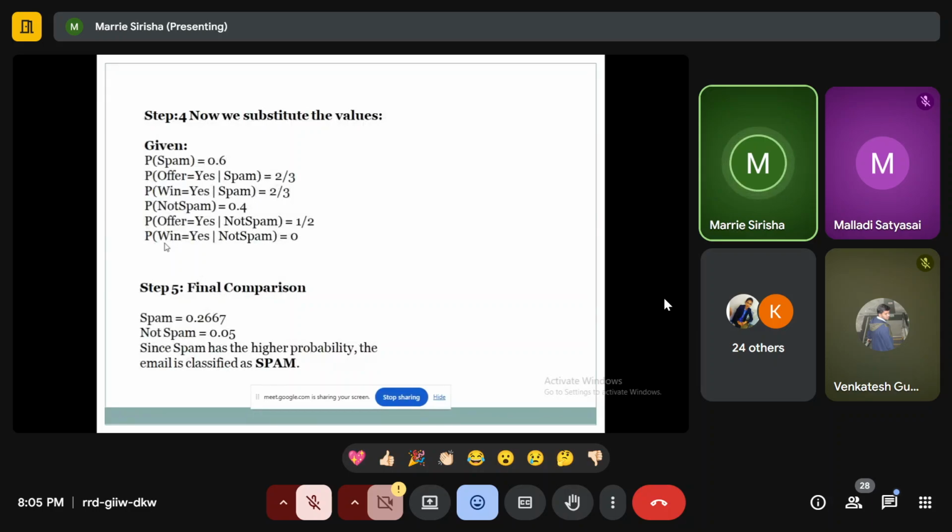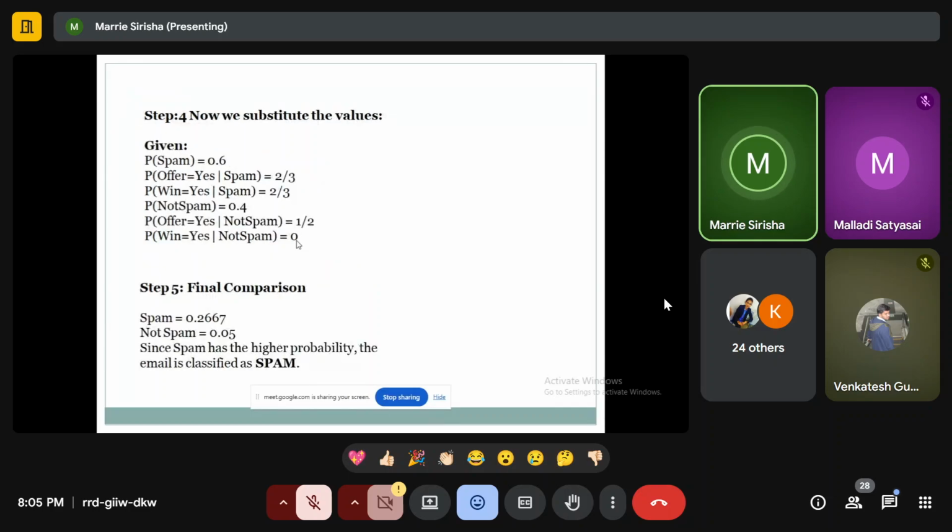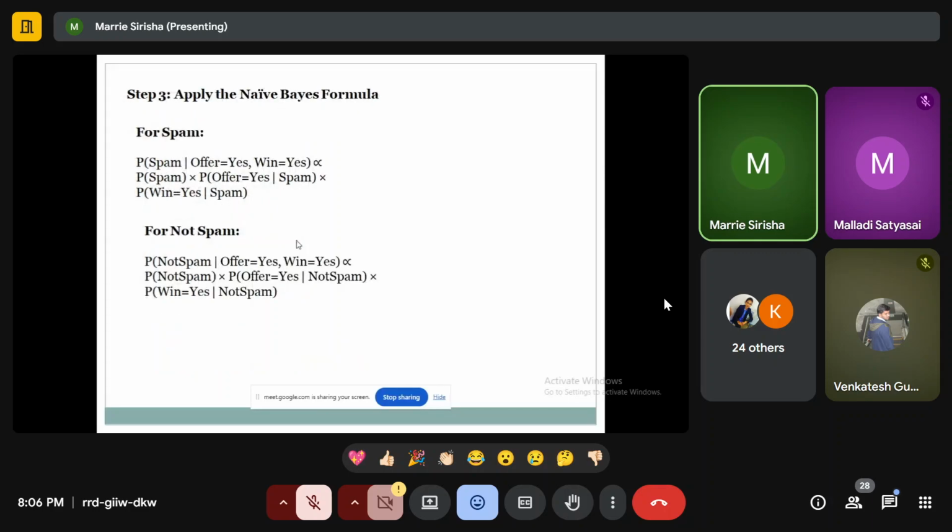By calculating this, you will get this number. If it is a spam, you will get 0.6. And if offer is equal to yes and it is spam, you will get 2 by 3. By using the naive Bayes formula, you will get these values. And what you have to do is substitute these values in your formula.